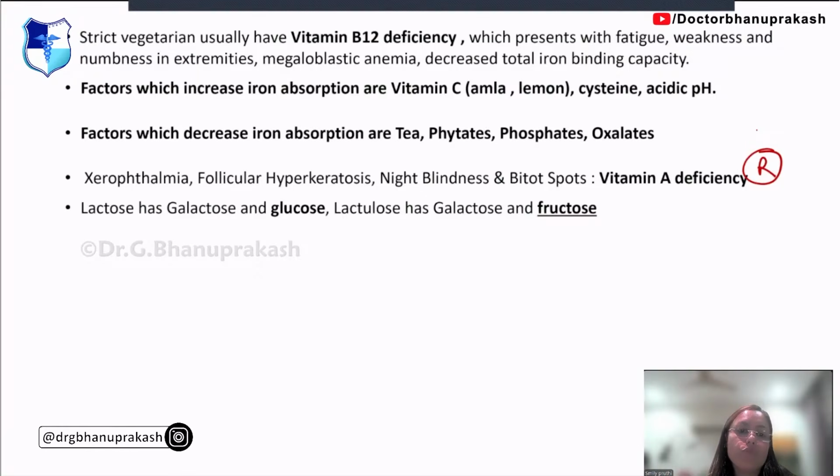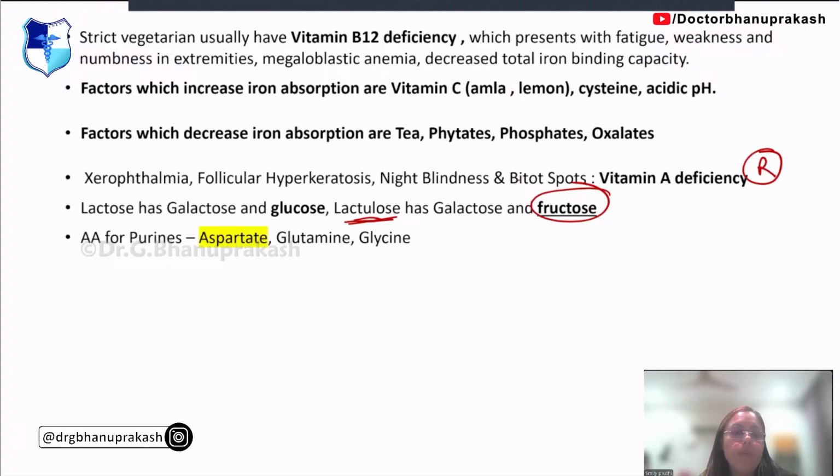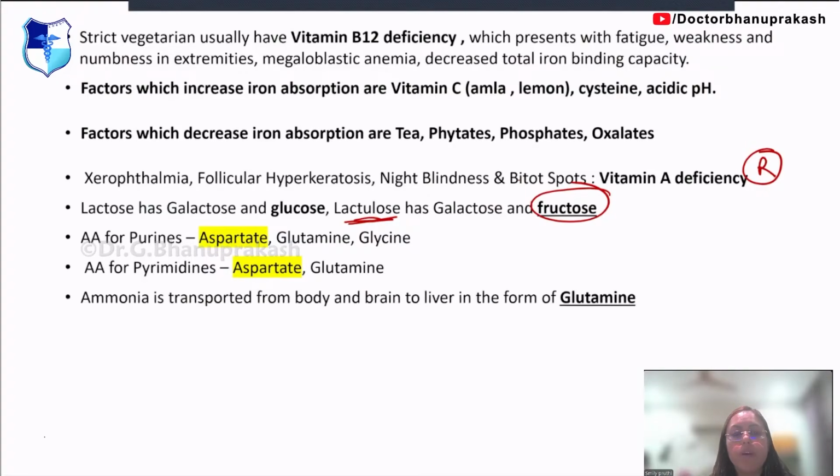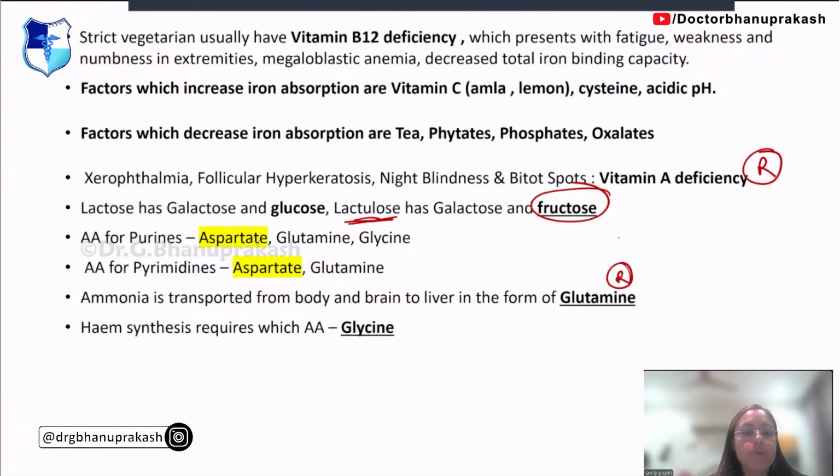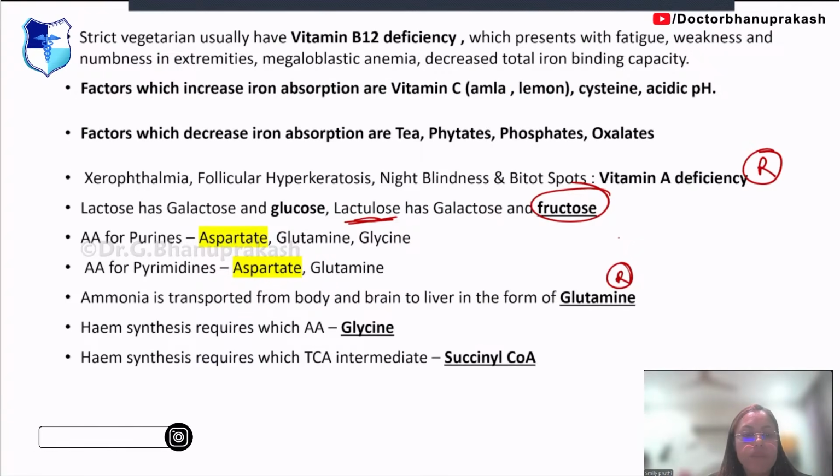Lactose has galactose and glucose, and lactulose has fructose instead of glucose. So lactulose has galactose and fructose. Amino acids required for purines are 3: aspartate, glutamine, glycine. Amino acids required for pyrimidines are aspartate and glutamine. Ammonia is transported from the body and brain to the liver in the form of glutamine. Again, repeated question: heme synthesis requires which amino acid? Glycine. Heme synthesis requires which TCA intermediate? That is succinyl-CoA.